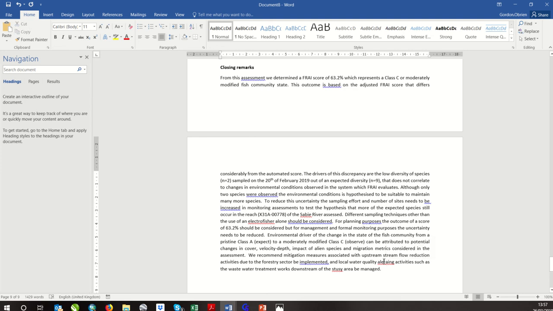Okay, and the problem with this is, how sure are we that this really is the problem? So we've got to say it's potentially associated with upstream and local water quality altering activities, possibly including... Here we go.